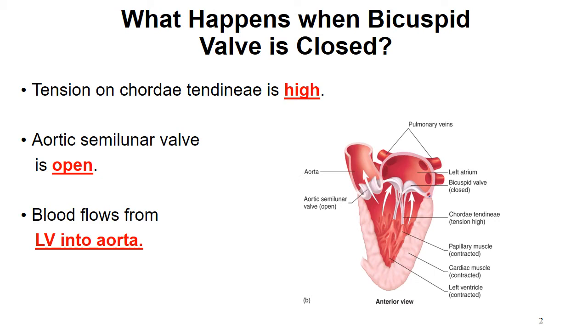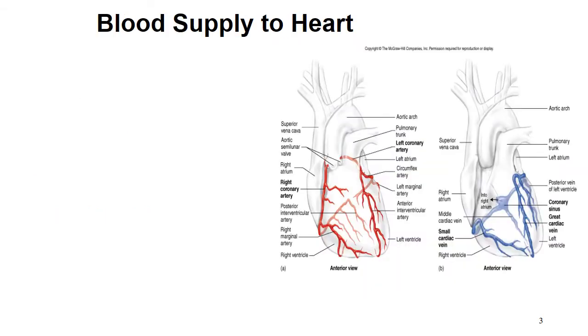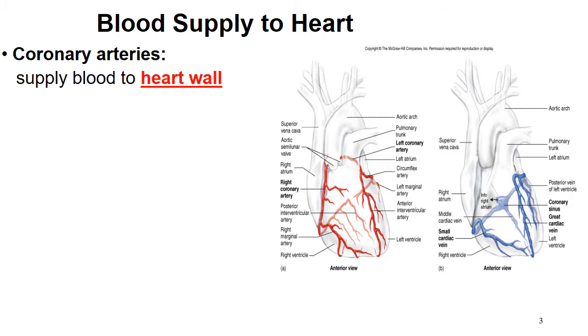Okay, so we're going to start to kind of switch gears a little bit and see some more heart structures and then put all these pieces together. So, blood supply to the heart itself. We've talked about how the heart contracts and pushes blood through the different body parts, to the lungs, but now let's look at the heart itself. It's going to be supplying blood to what are called the coronary arteries, which supply blood to the heart wall.